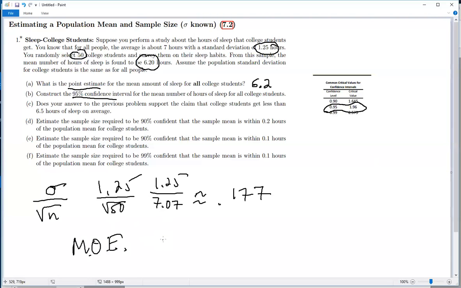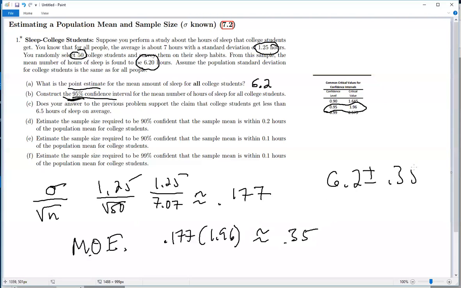So now to get the margin of error, you're going to take the standard deviation, which is 0.177, and we need to go out 1.96 standard deviations to make sure that we cover the middle 95% of all samples. So if I multiply that by 1.96, I'm getting about 0.35. Okay, so I'm going to take my sample mean plus or minus the 0.35.